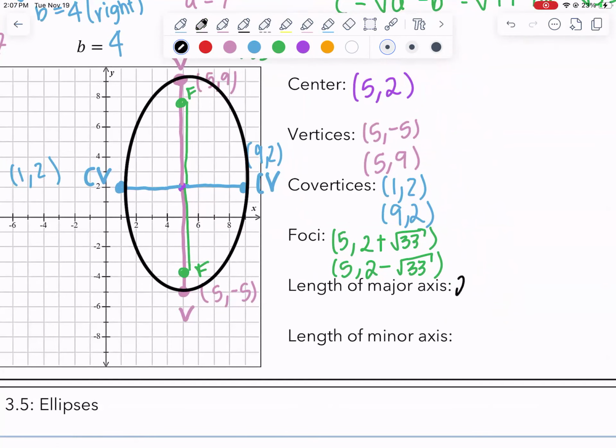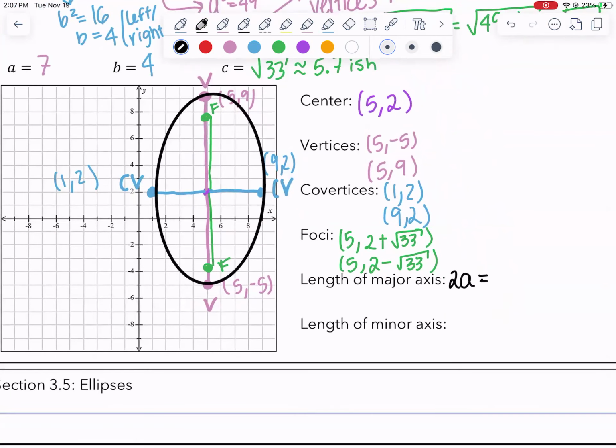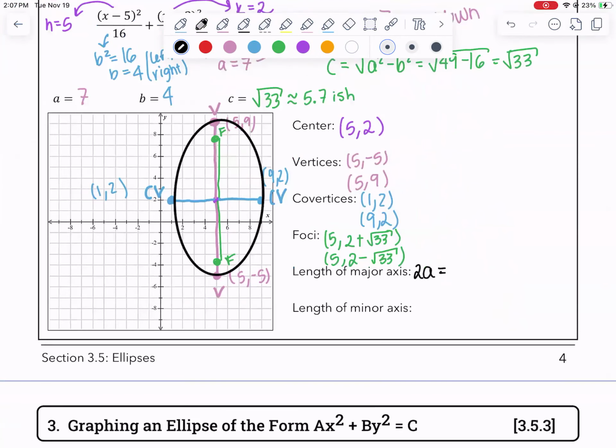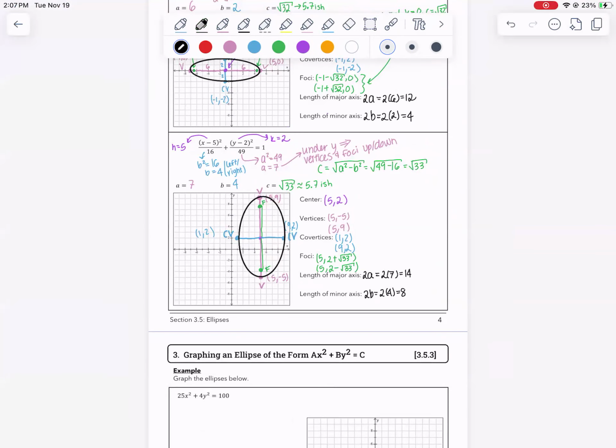The length of the major axis is 2a. A in this case is 7, so 2 times 7 is 14. The length of the minor axis, 2b, so 2 times 4, which is 8. And there you go. That's everything I can teach you about graphing things in standard form.